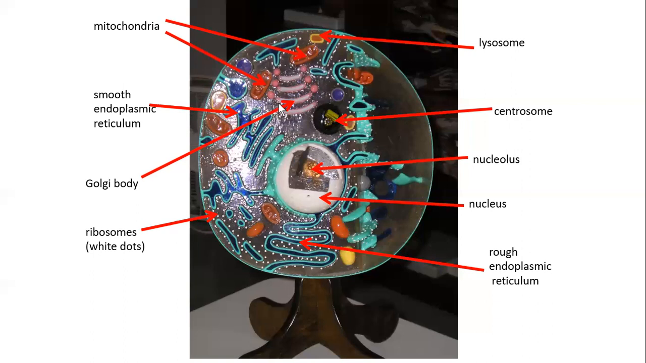The next organelle in this table is the Golgi complex. Sometimes it's called Golgi body, Golgi apparatus, all those names are fine. The Golgi looks like this pink stacked plastic saucers or saucer-shaped structures. The Golgi is transporting, modifying, and sorting proteins.